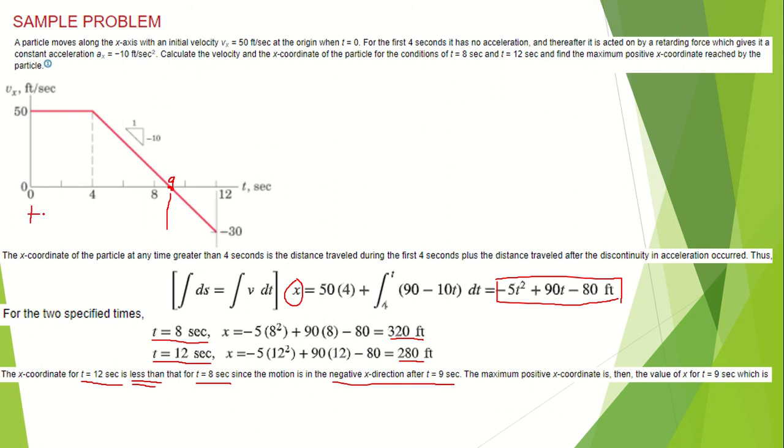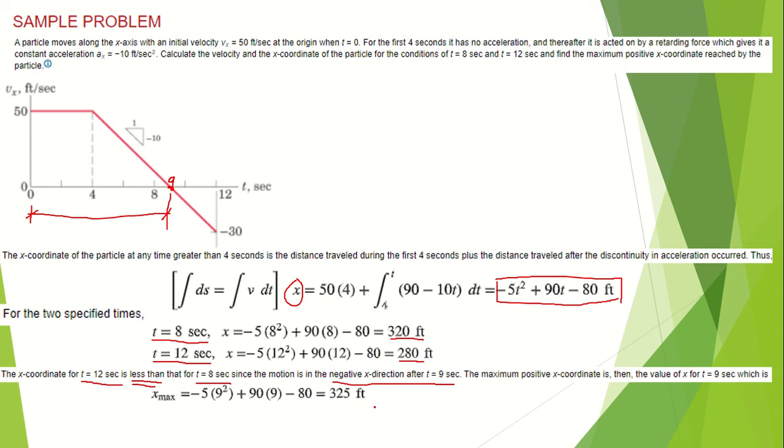So after that, this is the maximum x. So x max is using the same equation here for our x. So use the value of time before it goes negative, that is 9. Substituting, we get here 325 feet.